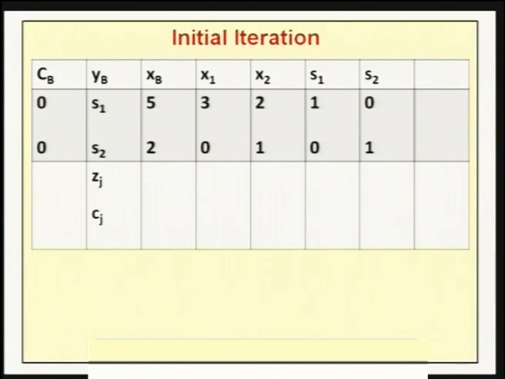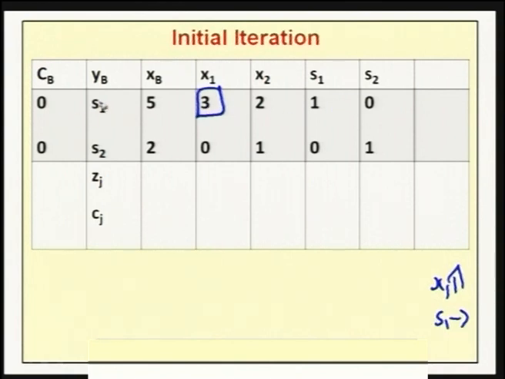In this one, we already identified that this 3 is our pivot element and we have to convert this 3 into 1 and the remaining elements in the column into 0. So, in the initial iteration, our entering variable is x1, the leaving variable is s1 and the pivot is 3. In the next step we have to convert this 3 into 1 by dividing the entire row by 3.